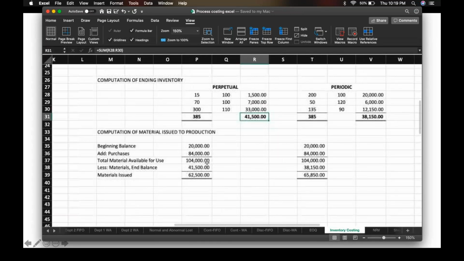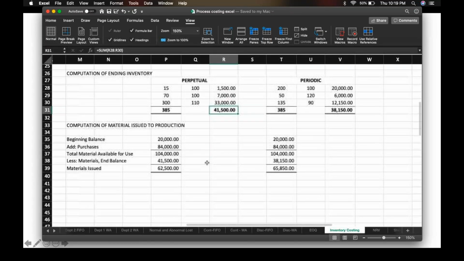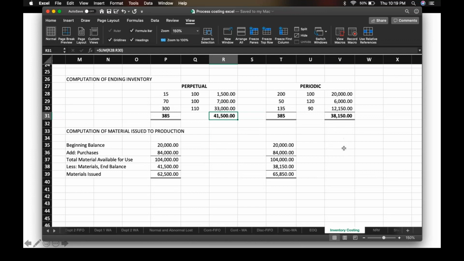But under periodic, since we don't maintain records, what we are going to do is physical count. Pagpunta niya sa warehouse, ang makikita niya doon is actually not the 300, not the 110, 100, and 100 cost, kung hindi yung tag 200, yung 200 is tag 100, yung 50 is tag 120, and yung 135 na tag 90. Saan galing itong cost na ito? At bakit iba siya sa perpetual? Okay.